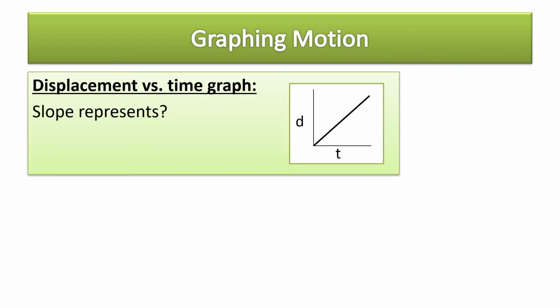Just as a review, in a d versus t graph, what does the slope represent? Pause the video, think about it. The slope represents the velocity. Why? Because here's the slope formula.